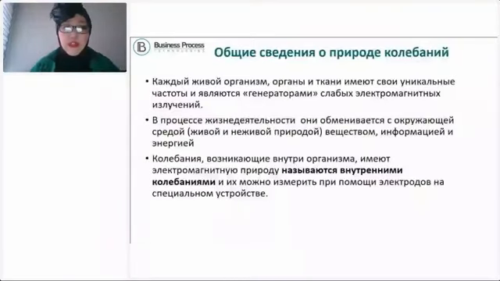Let's analyze the nature of oscillations. This is important for those who are new to our technologies and need to understand how they work. Each living organism consists of organs, tissues, cells and has its own unique frequencies, which are generators of weak electromagnetic radiation. This is a well-known fact and you can find a lot of information in open sources. In the process of life, they exchange with the environment substances, information, energy. Oscillations that occur inside the body, at the same time, are of an electromagnetic nature and are called internal oscillations. They can be measured using electrodes and special devices.